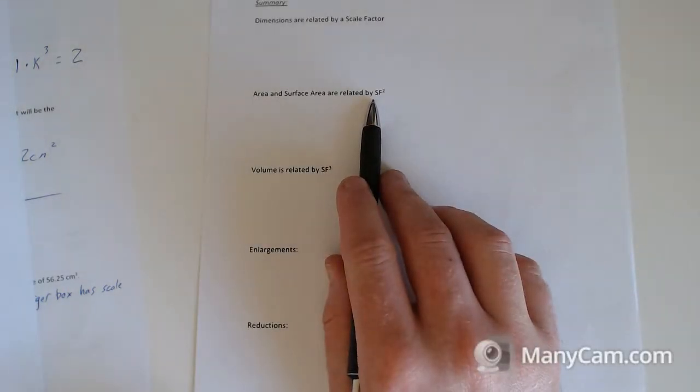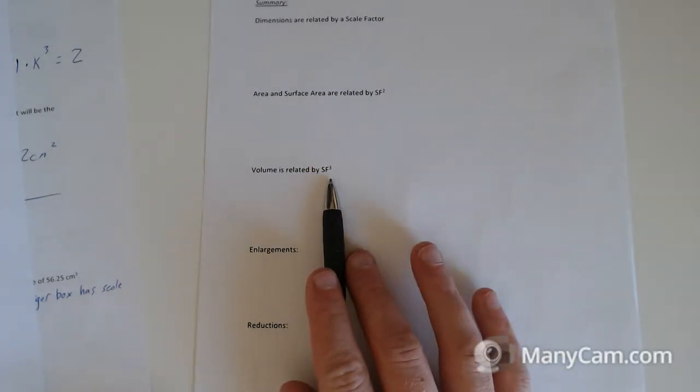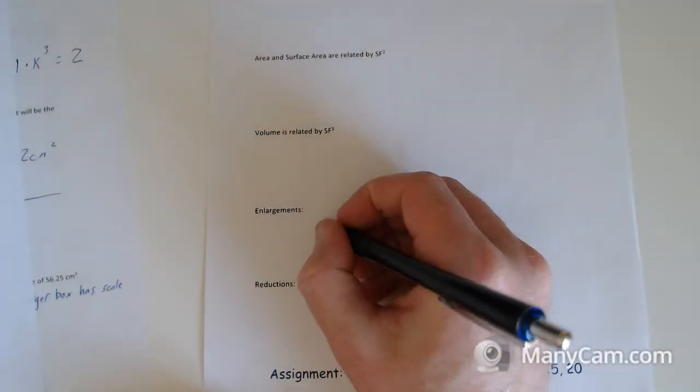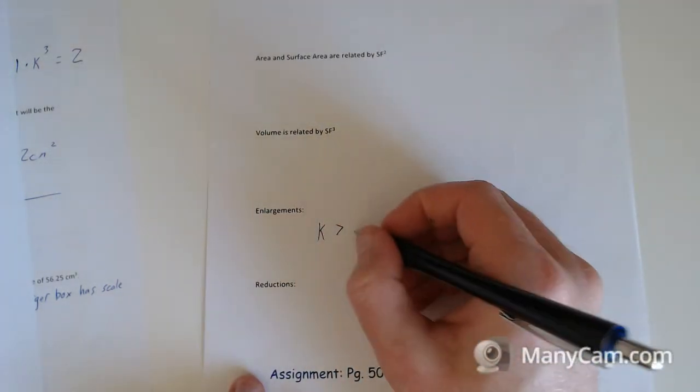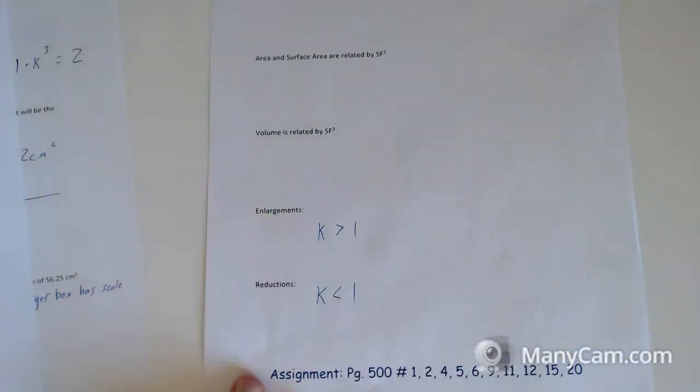Summary. Dimensions are related by a scale factor in similar objects. Area and surface area are related by the scale factor squared. Volume is the scale factor cubed. We were using K instead of that. Enlargements, K is greater than 1. Reductions, K is less than 1.